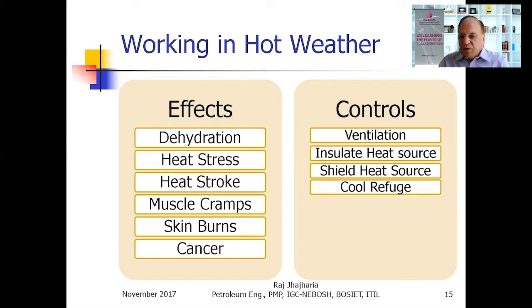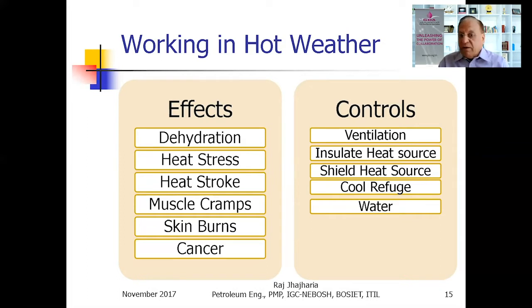Cool refuge. You build small cubicles which are ventilated and probably even have AC. You might have seen that almost every watchman in the plant has a small cabin with AC because this is his refuge. If he is standing all the time in the heat, he will probably collapse. So in between, he can go and take a rest.